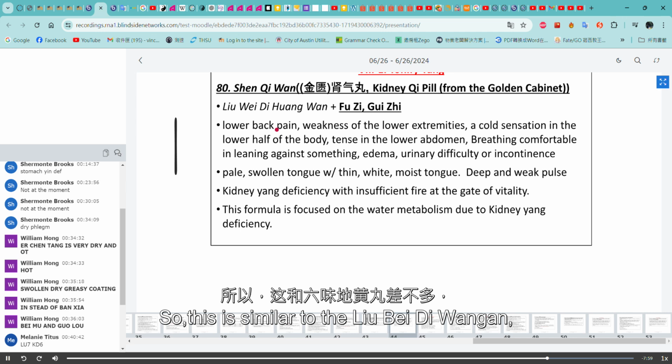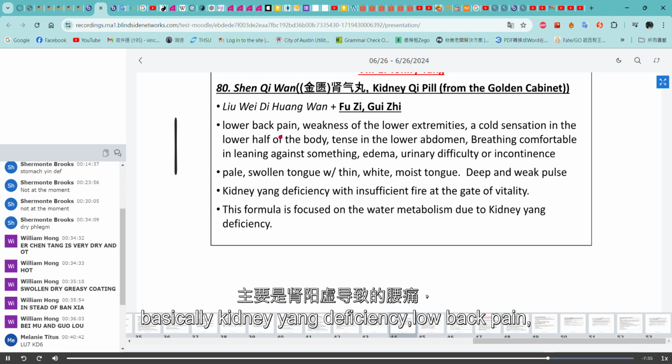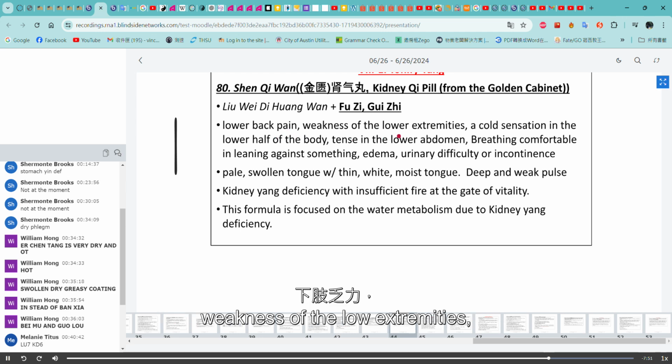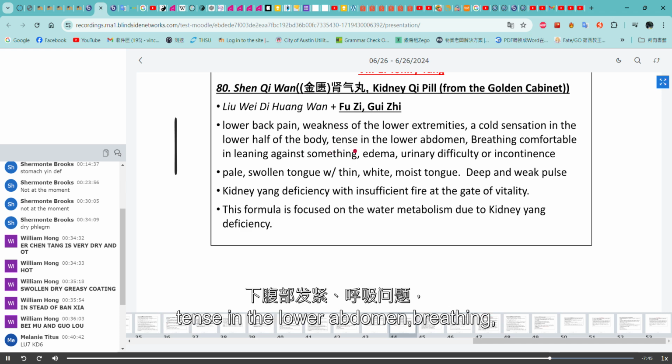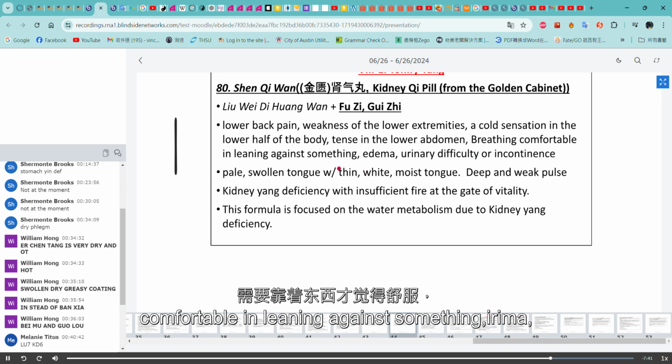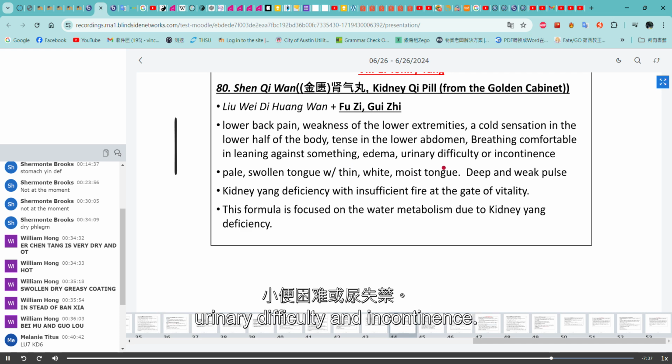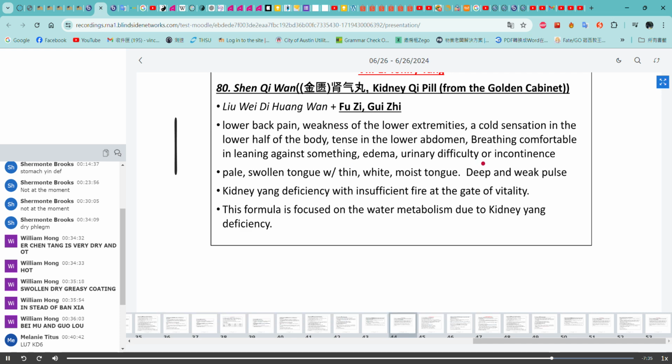So this is similar to the Liu Wei Di Wang Wan, basically a kidney yang deficiency: the low back pain, weakness of the lower extremities, cold sensation in the lower half of the body, tense in the lower abdomen, breathing comfortable leaning against something, edema, urinary difficulty, and incontinence.